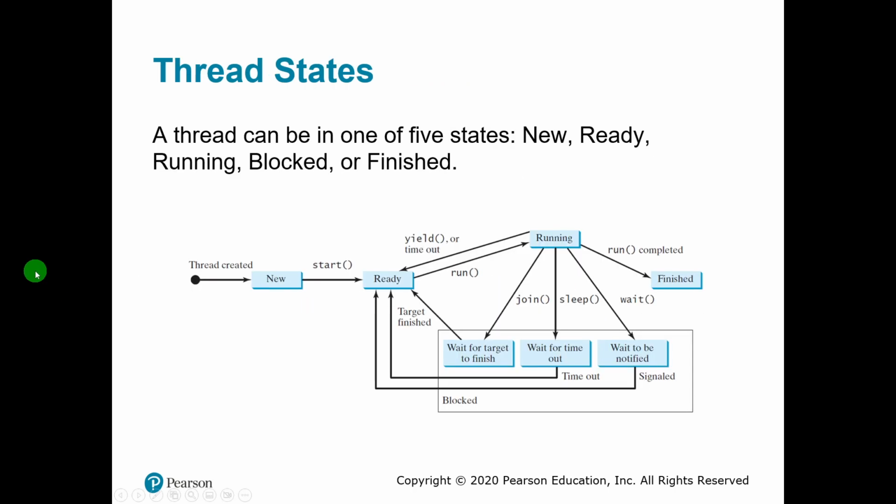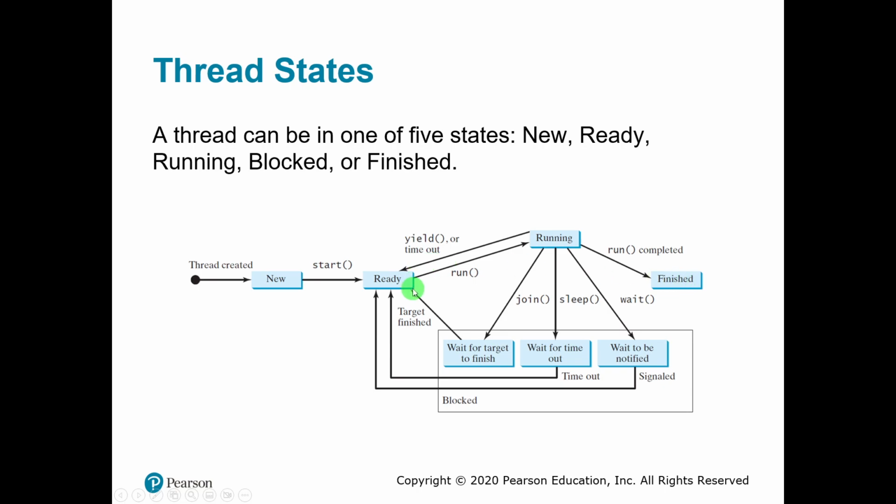One more detail, thread states. We've talked about a lot of these thread states. This is a nice little diagram to show you the states of a thread as it's running. So when we create a new thread, we call start, it goes into the ready state. When we call run, it calls the run method and it goes into its running state. When run is finished, it will go into the finish state.